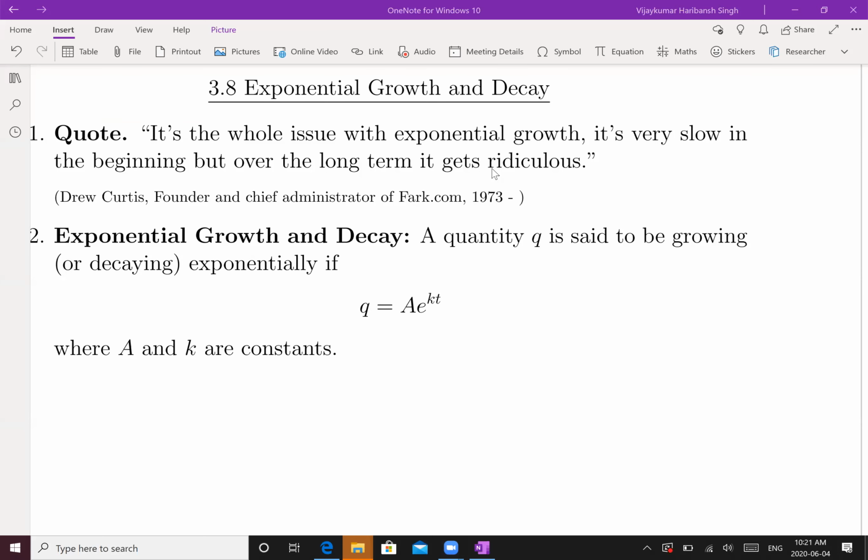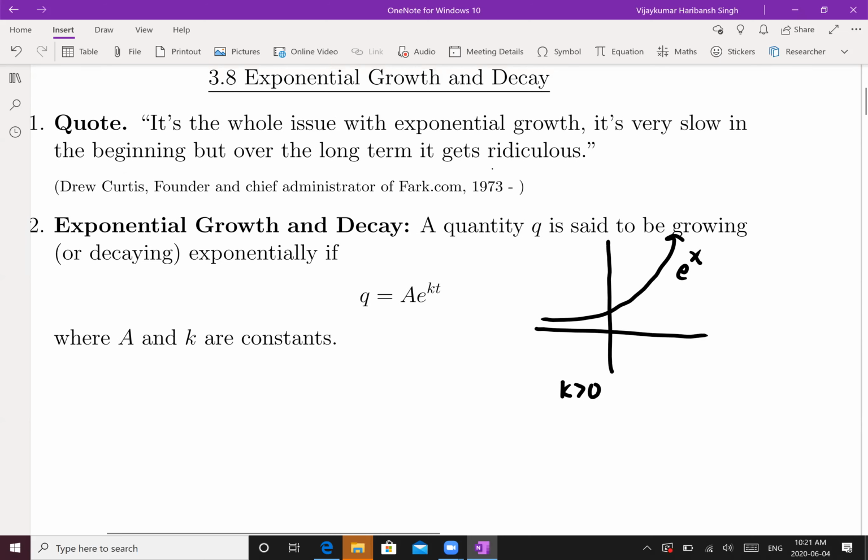So we are going to discuss exponential growth and exponential decay. What does it mean by a quantity is growing exponentially? It means that it is following some kind of an exponential function. So growing exponentially means the function will follow something of this sort. So this is the graph of e to the x, and if k is greater than 0, this is roughly how the graph will look like. So there will be an exponential growth in that sense.